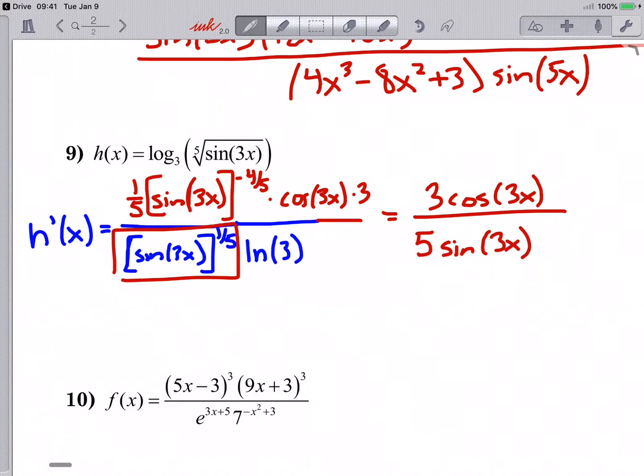And then I would have probably written the ln of 3 at the front. So I would have written 5 ln of 3 sine of 3x. But this is a final answer that is acceptable to me.